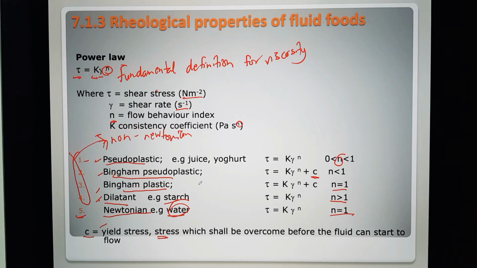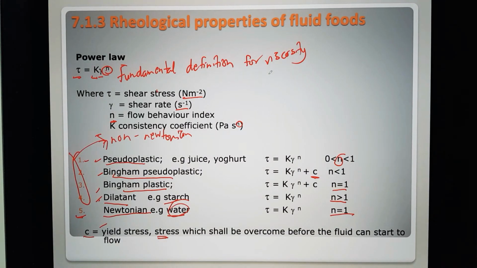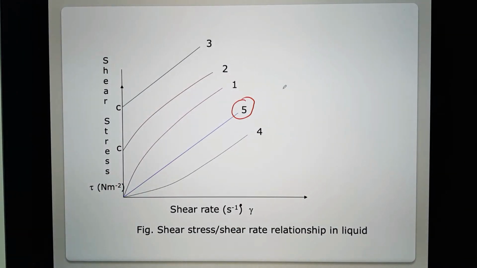Then only the fluid will start to flow. Otherwise, it will become static. Alright, so this particular graph is showing the behavior of that particular fluid. For number 5, this one is a Newtonian fluid. And for number 1, check again in the previous slide. Number 1 is pseudoplastic. Pseudoplastic is, for example, juice or yogurt.